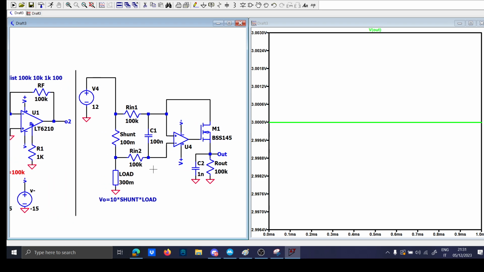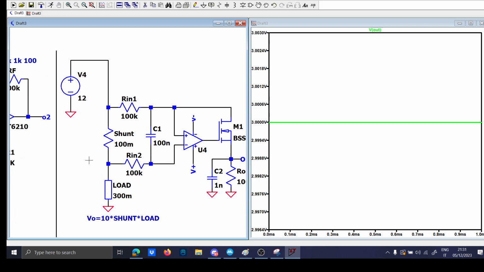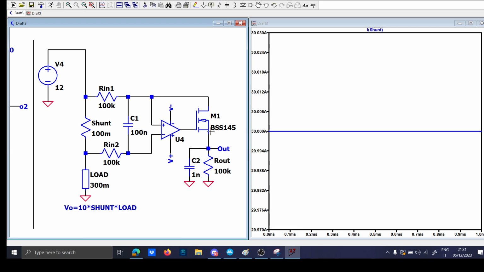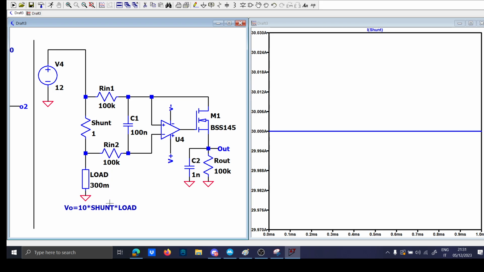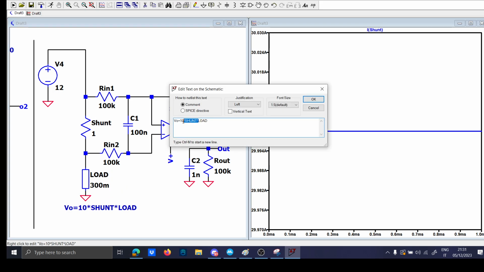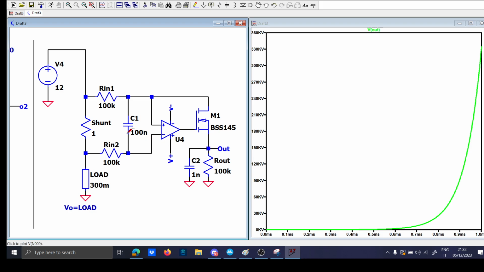So I think that aside from this mistake, everything went fine in this video, and let us play with other values. You have 30 amps. Ah no, sorry, it's not that. It's not 10 times shunt times load. It's just that basically I'm stupid, because if I put shunt equal to 1 ohm, the equation was right. So it is shunt times load over the ratio. So to have VO equal to load, yes, now it is saturating.